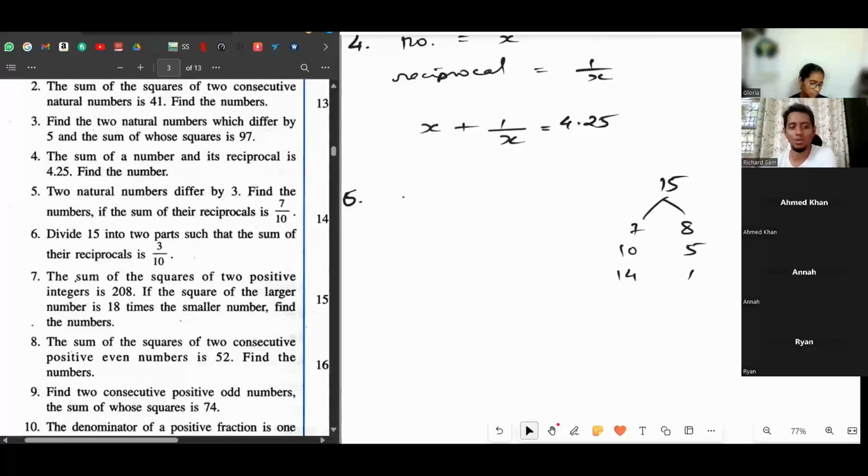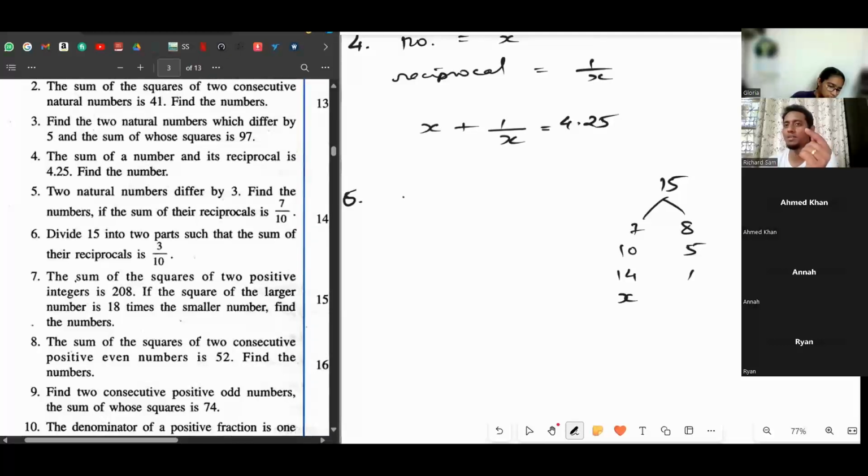Yeah, we'll see the reciprocal part later on. Right now, we're only looking at that first statement. What's the first statement? Divide 15 into two parts. That's all we're looking at. Okay. Now, we can't use these numbers because we don't know how they're dividing it. So the first part, we'll take it as x.